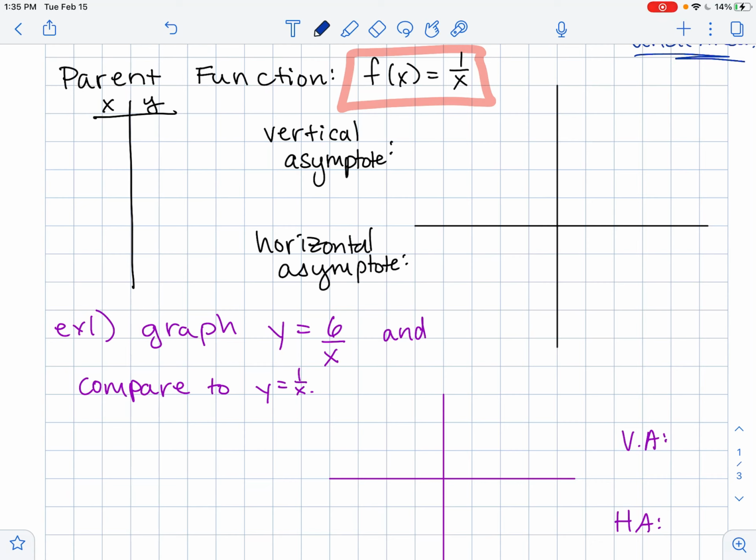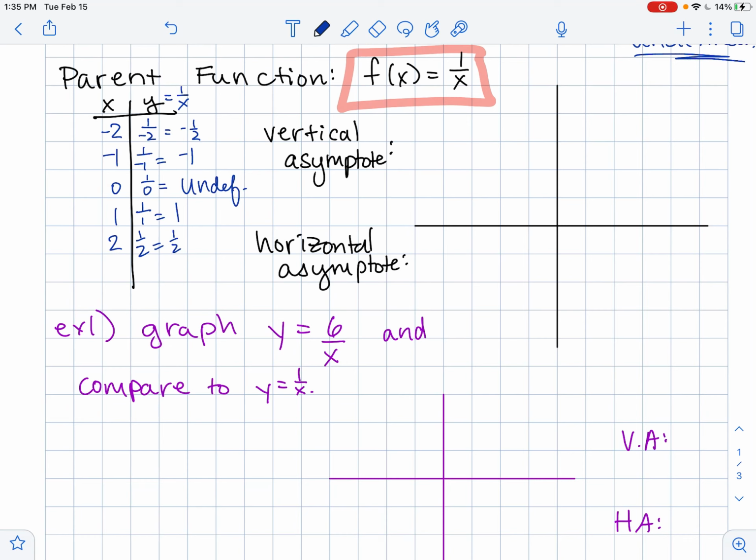Anytime we want to start graphing something, we can always make a t-chart. So let's plug in these values. If y equals 1 over x, 1 over negative 2 is negative 1/2. 1 over negative 1 is negative 1. 1 over 0, remember that's undefined. We can't divide by 0, so we say undefined. 1 over 1 is 1, and 1 over 2 is 1/2.